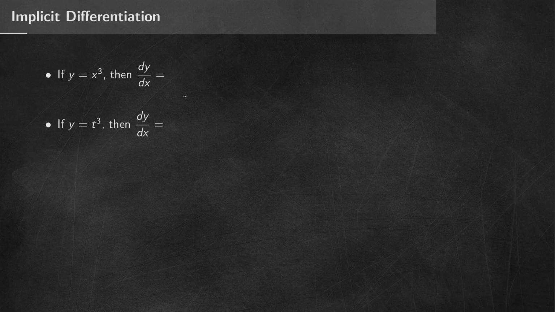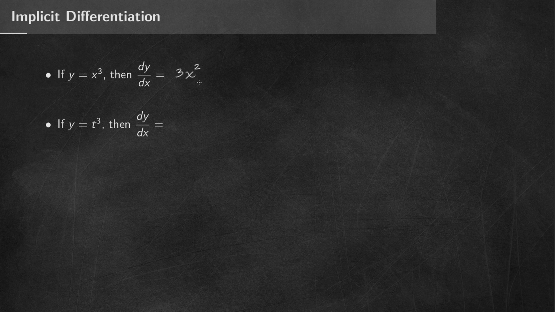Hello, in this video, we're going to be talking about implicit differentiation. And let's start with a couple of examples. If y equals x cubed, what is the value of dy over dx? Well, dy over dx is asking us to find the derivative of y with respect to the variable x. So we can use our power rule. The derivative of x cubed with respect to x is 3x squared.